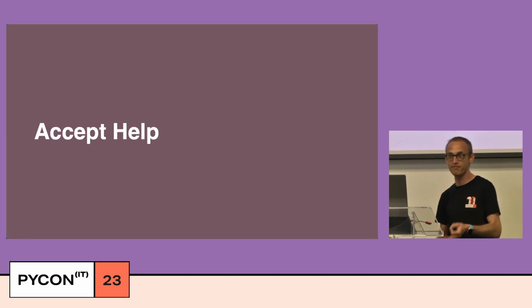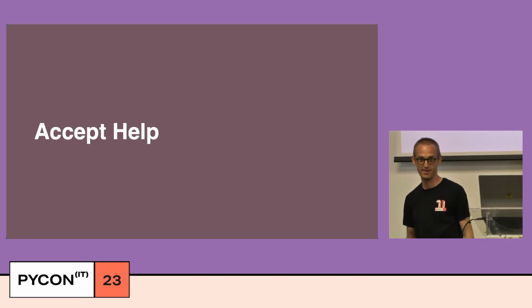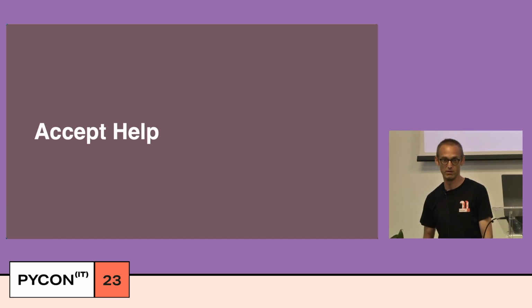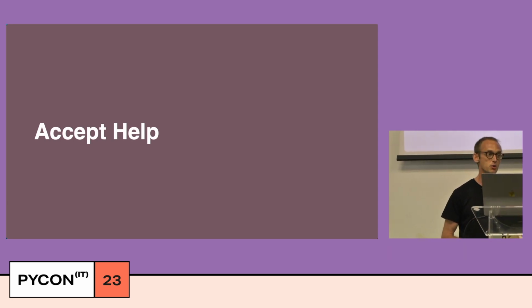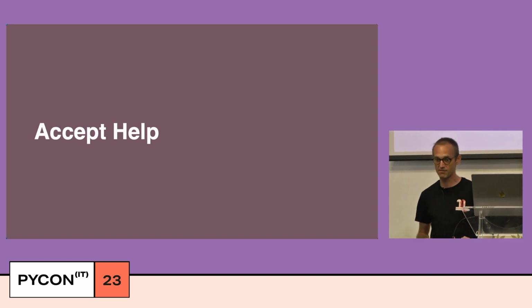If you prepare a gift for someone, you wrap it, you present it, and then they say, no, I don't want it. How does that make you feel? How likely are you to try again? Okay? So if we want to build a community, we have to accept that help when it's offered. We have to accept the gifts that are given. But as maintainers, we're not very good at that. We have to learn to let go.